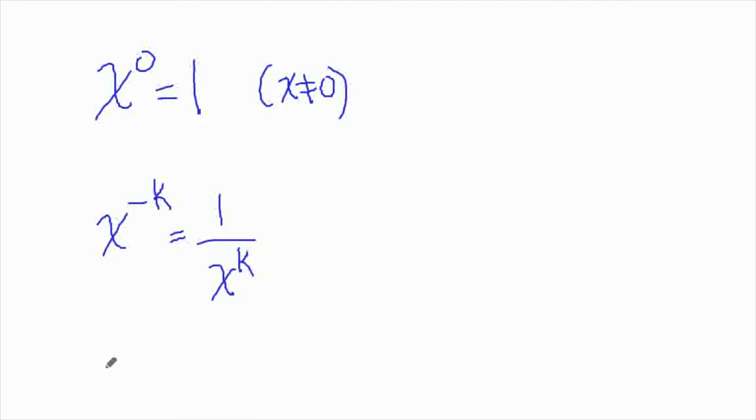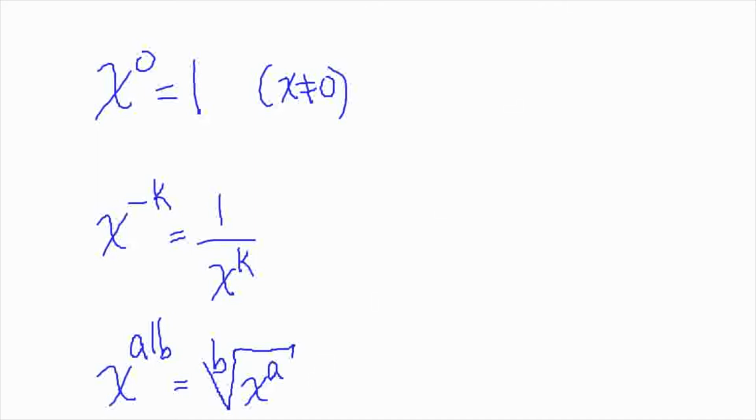And then if you have x to a fraction a over b, where a and b are integers, that's the same as a very specific root, the bth root. Where if b was 2, it'd be the square root. If b was 3, it's the cube root of x to the a power.